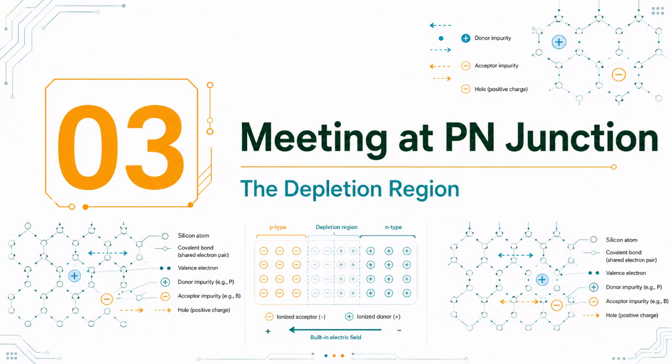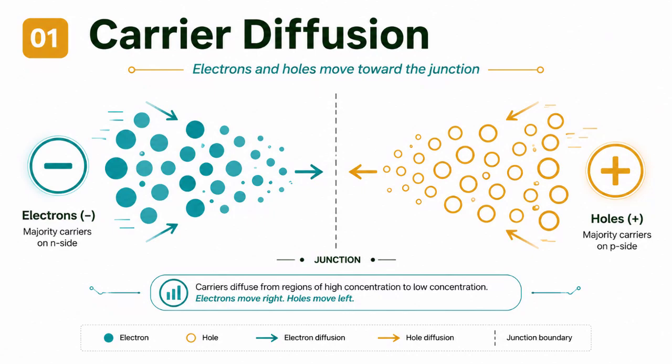Moving right along to part 3, meeting at the PN junction. Okay, so what actually happens when you physically mash these 2 distinct materials together? Well, this is where the real magic kicks in. The second the N-type and p-type materials touch, a massive concentration gradient triggers absolute microscopic chaos. Think of it like dropping a drop of ink into a glass of water.